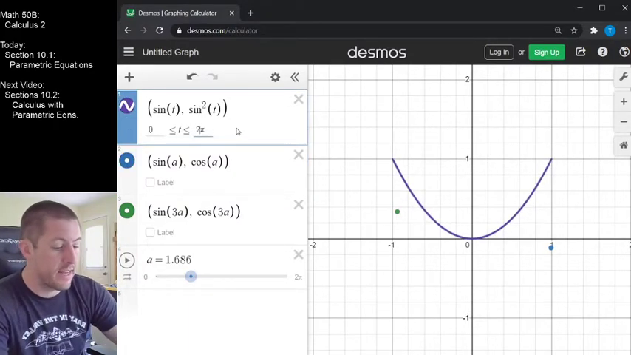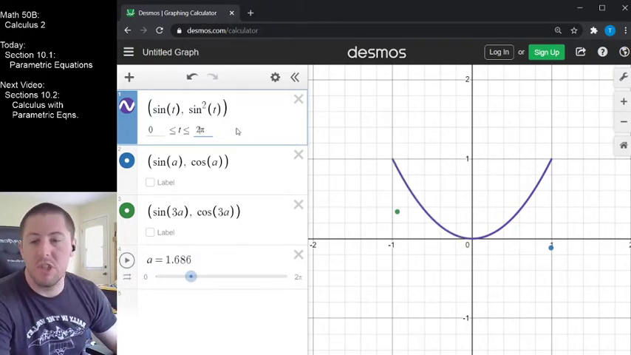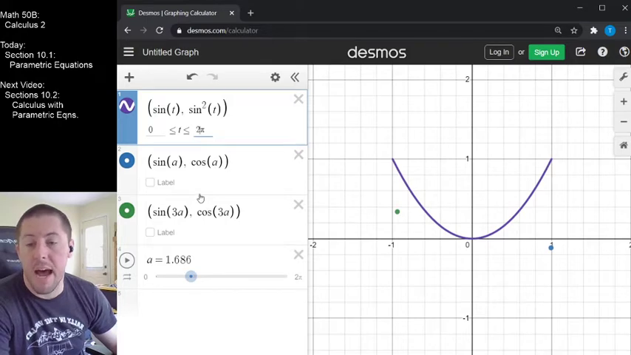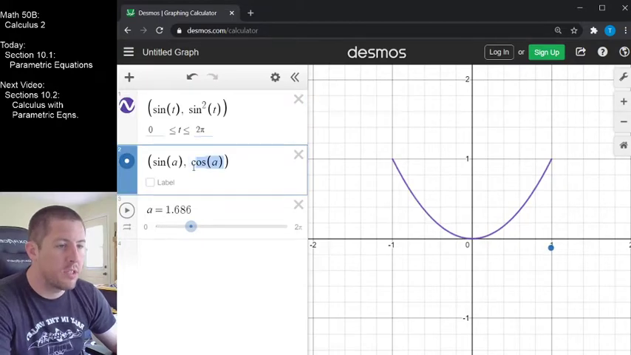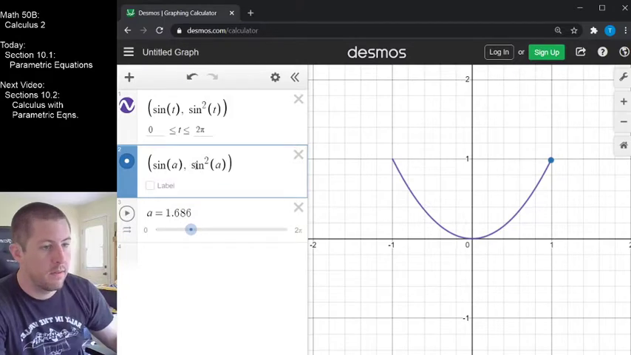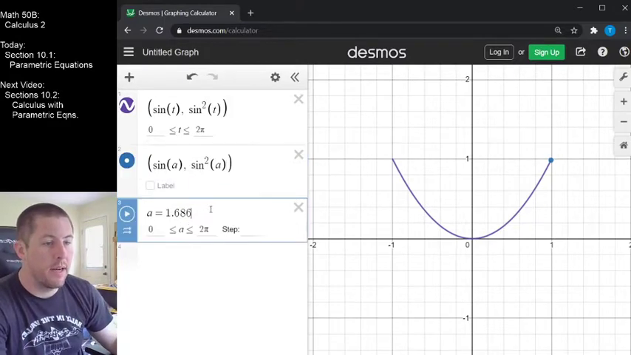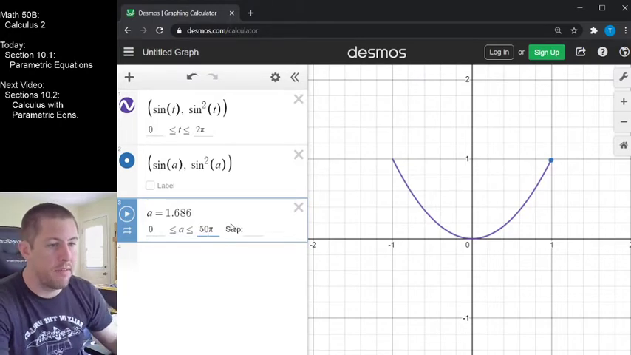Notice that if I make this like 10 pi, it doesn't help us. It doesn't get us more parts out there. That's just to draw the curve itself. The thing where the time actually matters is on the parameters down here that we include. So I can get rid of that one. I can change this one to sine squared. And now I'm going to click this before I go here, and let's just make this like 50 pi or whatever right here.